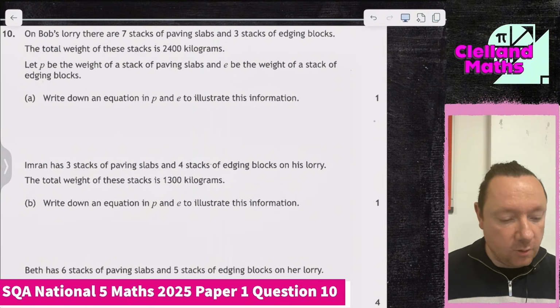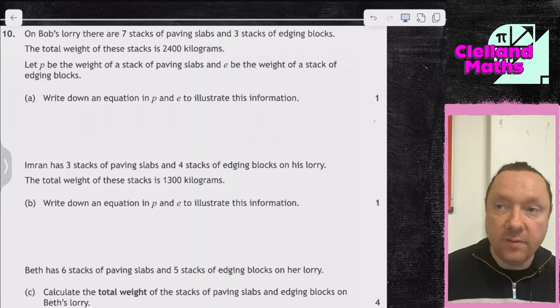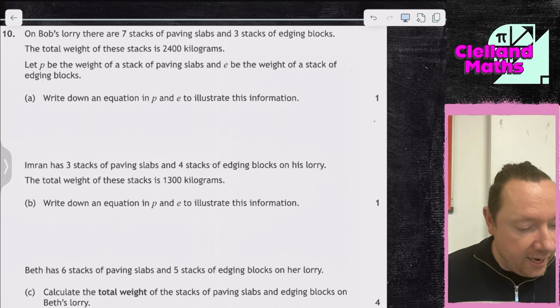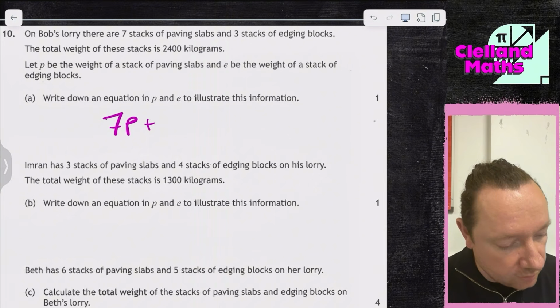SQA National 5 Maths 2025, Paper 2, Question 10. On Bob's lorry are 7 stacks of paving slabs and 3 stacks of edging blocks. The total weight is 2,400 kilograms. Let P be the weight of a stack of paving and E the weight of a stack of edging. Write down an equation for P and E. Well, that's easy enough. 7P plus 3E equals 2,400.